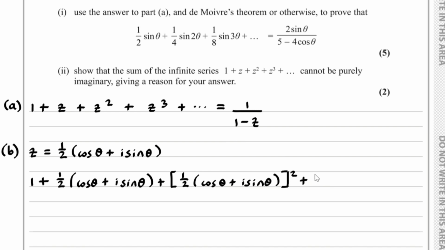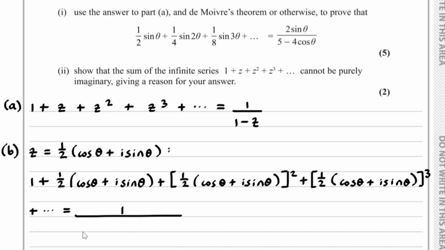and then z cubed, we have 1/2 (cos theta plus i sine theta) all raised to the power of 3. And then we could continue with our series, but what you'd find is all of this is equal to 1 over 1 minus 1/2 lots of (cos theta plus i sine theta).